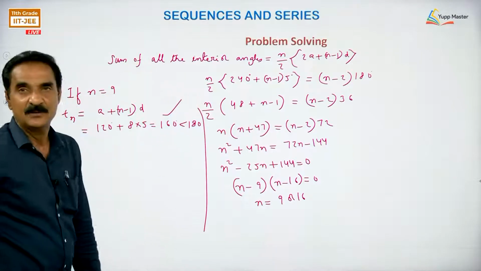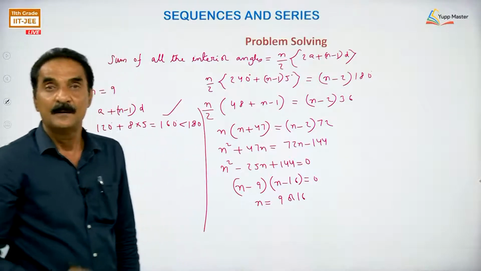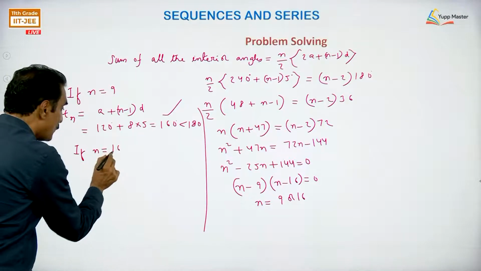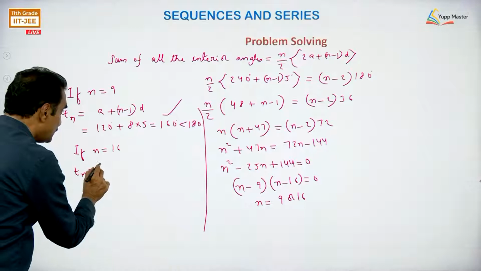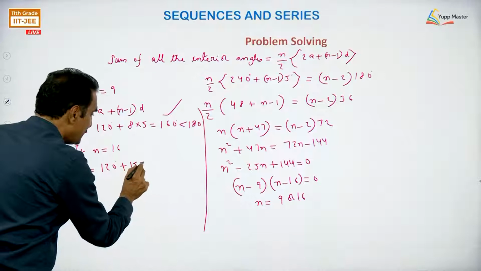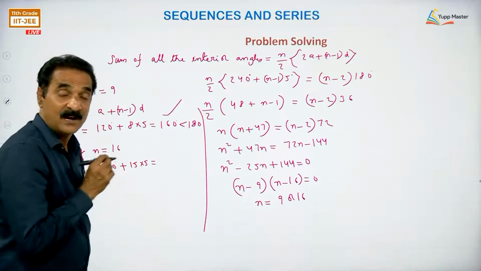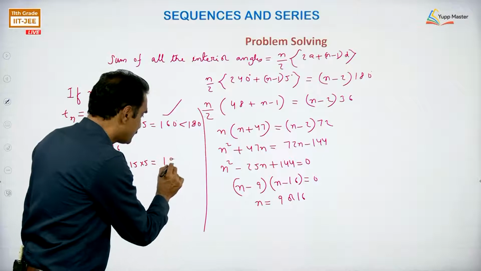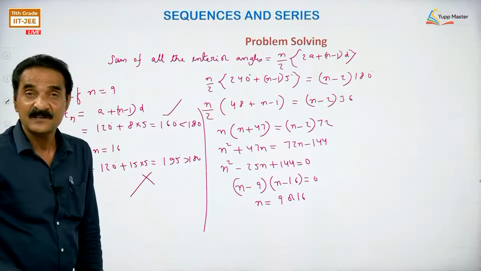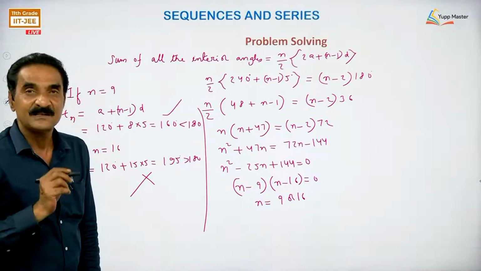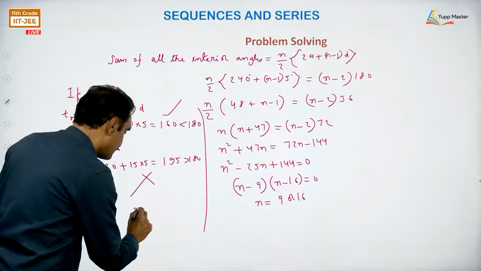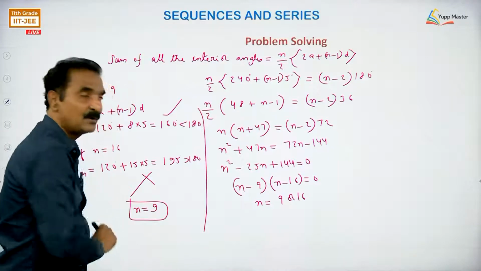It is okay, allowed. It is a convex polygon. But if you take n is equal to 16, what is the last term? Again same formula, 120 plus 16 minus 1, 15 into 5. How much are you getting? 195 degrees, which is greater than 180. So, this is not a convex polygon. So, the correct answer is 9 only, not 16. Okay. This is the only correct answer.